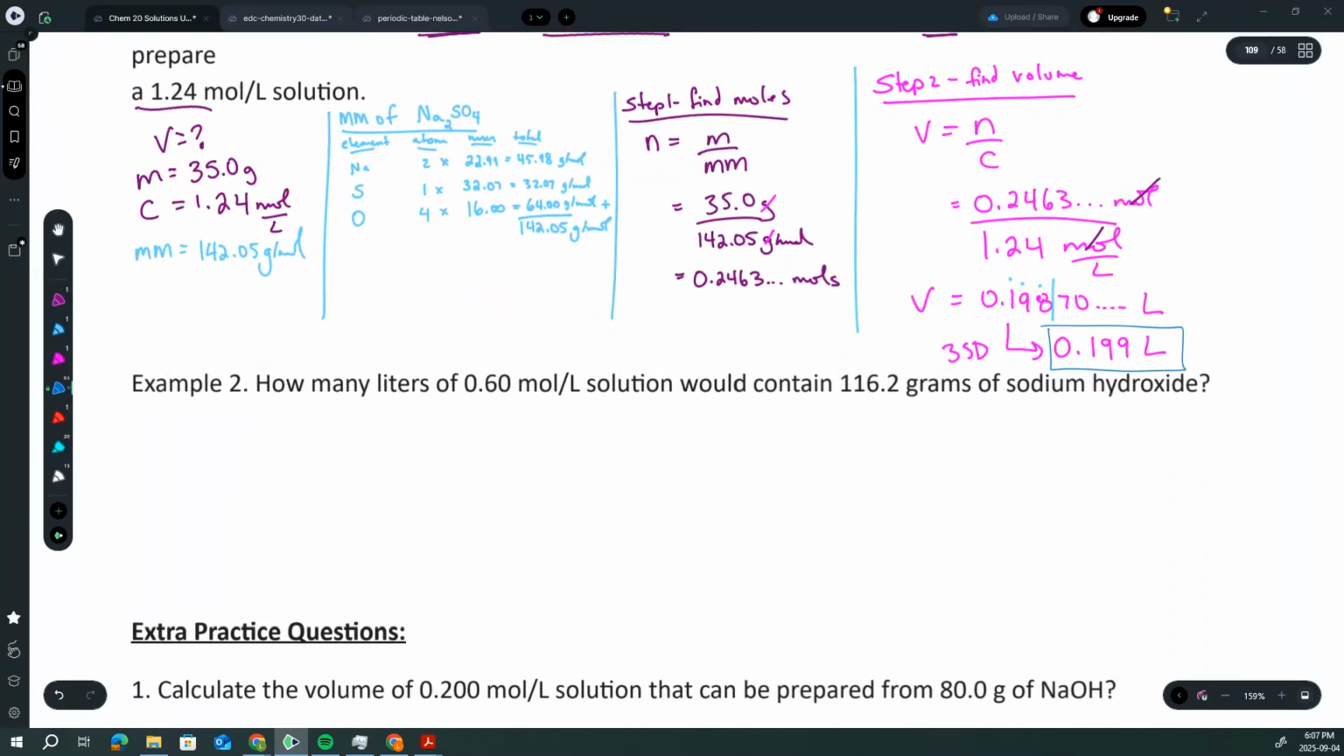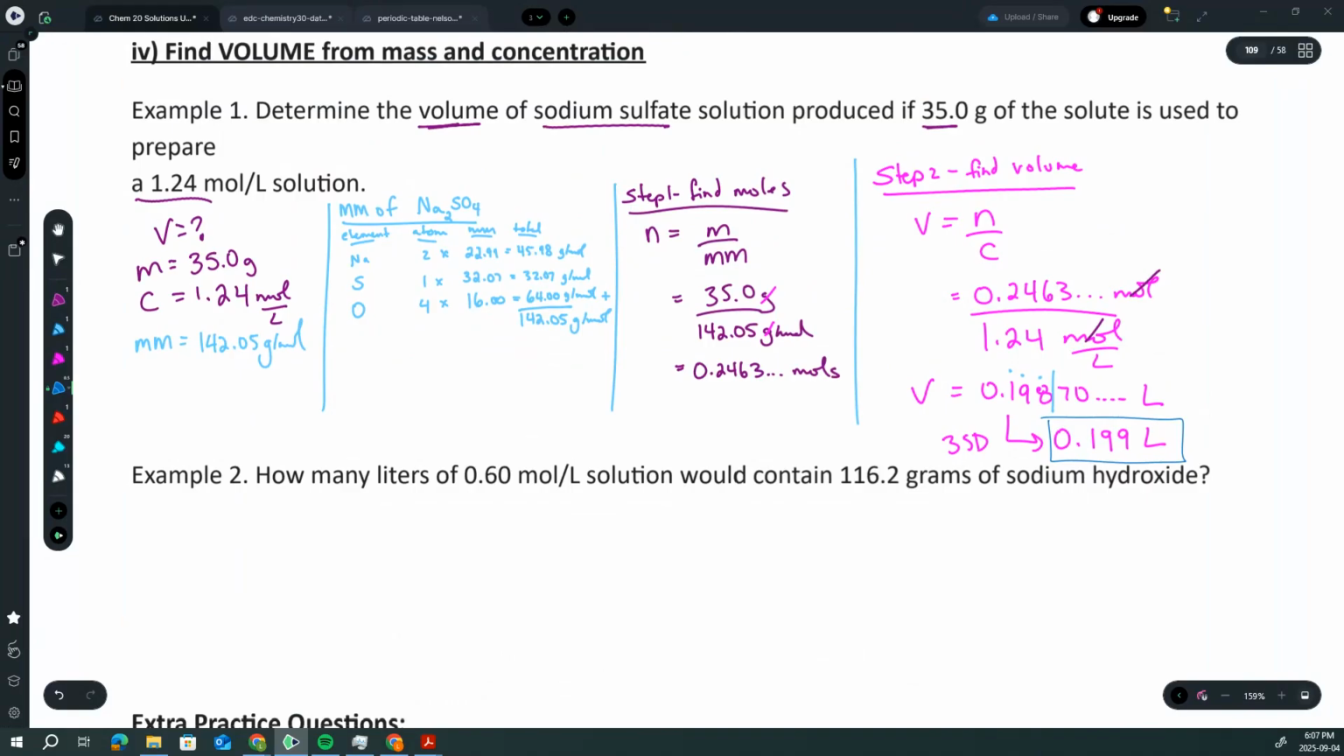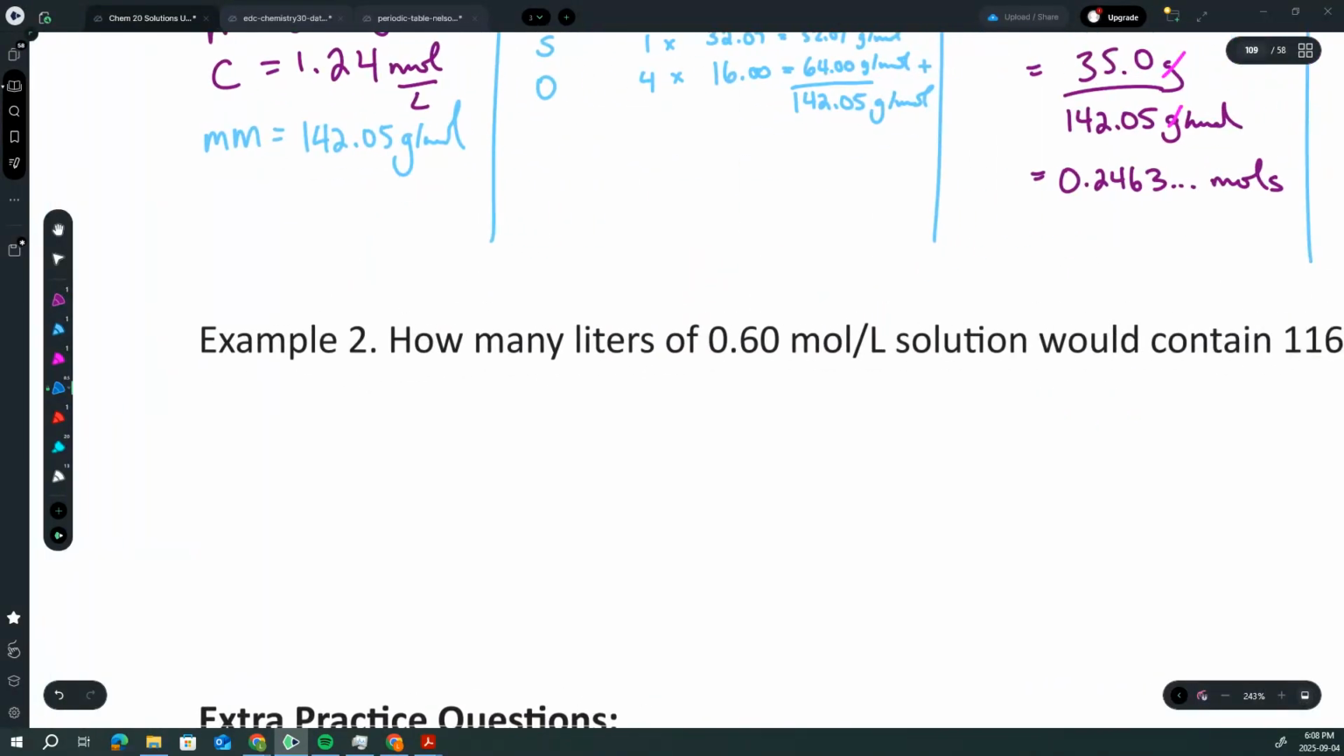All right, for example 2, we're asked how many liters of a 0.6 mole per liter solution would contain 116.2 grams of sodium hydroxide. So very similar to our first question, we're going to have the same setup. So first, we need to find molar mass, then we need to find moles, then we need to find volume. So let's write out our list of givens and do all of that.